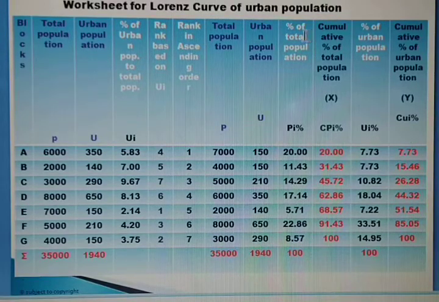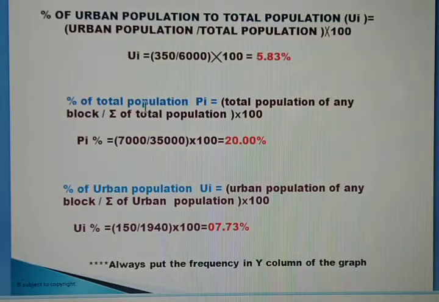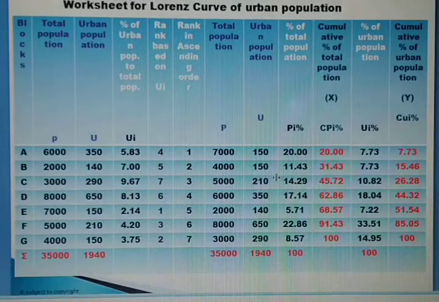After that, find the percentage of total population. I have written the percentage of total population here. How to find this value of 20? The percentage of total population, or pi, equals the total population of any block divided by the total of the population, times 100. This is your individual value, 7,000, and it represents the E block. So for the E block, the percentage of total population is 7,000 divided by 35,000, times 100, and you will get 20.